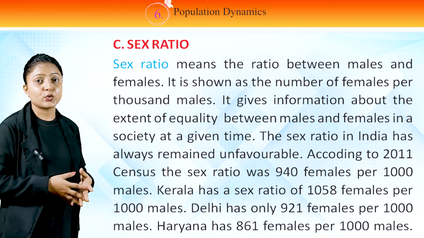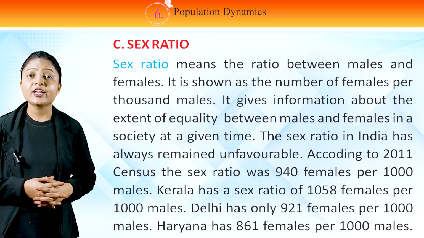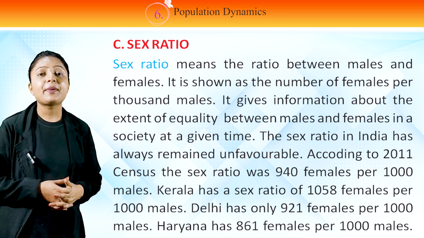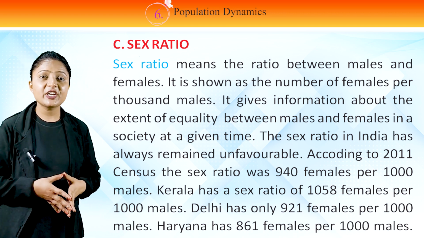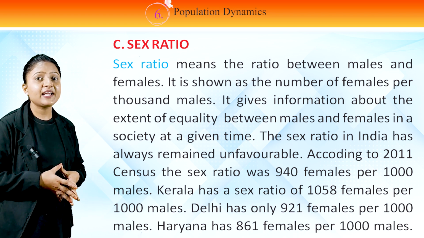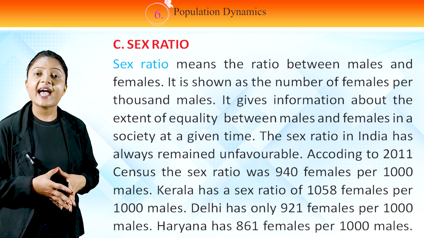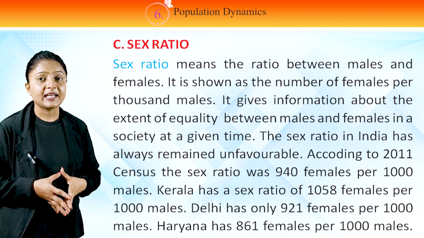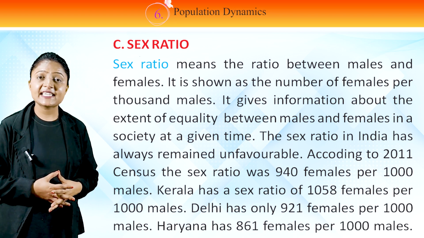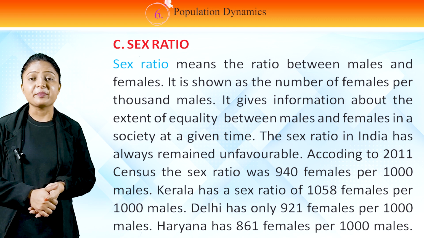C. Sex ratio. Sex ratio means the ratio between the males and females. It is shown as the number of females per 1000 males. It gives information about the extent of equality between males and females in a society at a given time. The sex ratio in India has always remained unfavorable. According to the 2011 census, the sex ratio was 940 females per 1000 males.